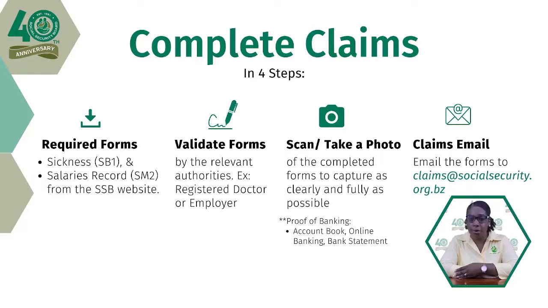Again, this is known as the period of incapacity. The salaries record form is the one that your employer needs to complete. They are going to indicate the day you last went to work, the time you last went to work, and your income for the 13 weeks immediately before your illness.